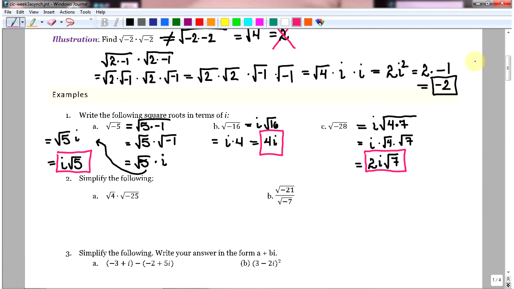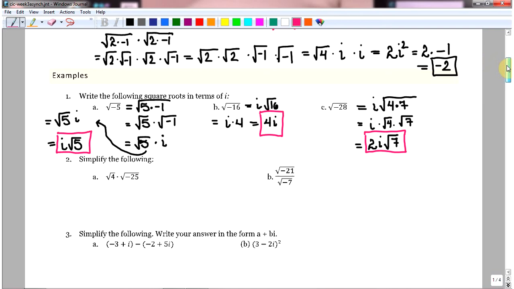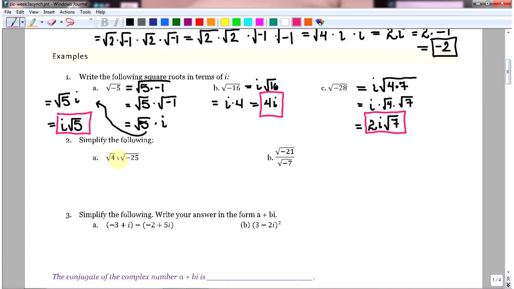Okay, looking at number 2, simplify the following. Okay, we want to make sure to use our caution here that I talked about earlier, the illustration. Since we have a negative under the square root, first thing we want to do is bring it outside. So the square root of 4 is equal to 2. For the second square root, we have i square root of 25. But the square root of 25 is equal to 5. So we just have 2 times 5i, or 10i.